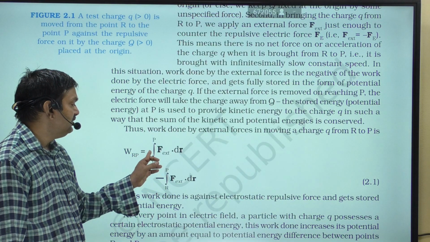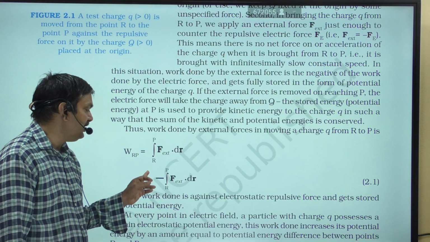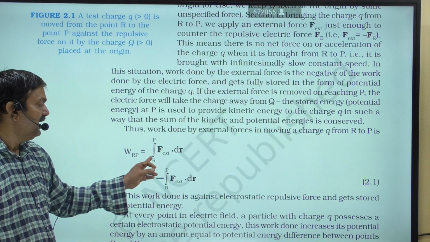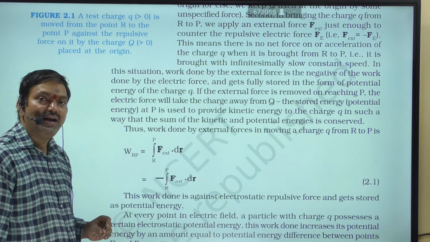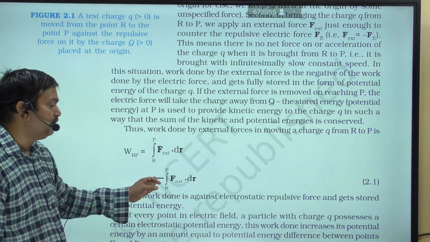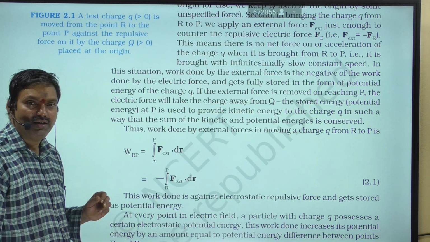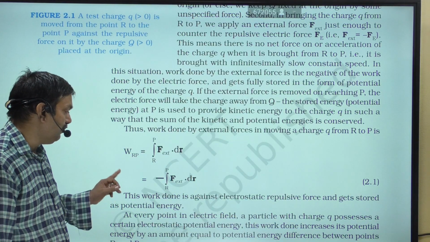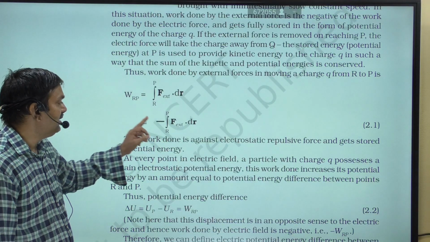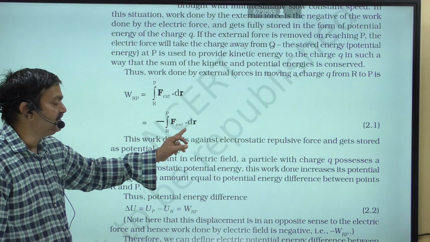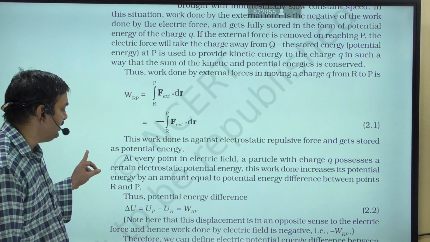F external dot dr is equal to minus R to P again. Now as you see, the minus sign is basically because the external force is this one. Work is done against the electrostatic repulsive force, so the minus sign is employed. This is how we calculate the work done, that is nothing but the electrostatic potential. So you may remember the mathematical expression, that is minus integral from R to P of F external dot dr. F external stands for external force.